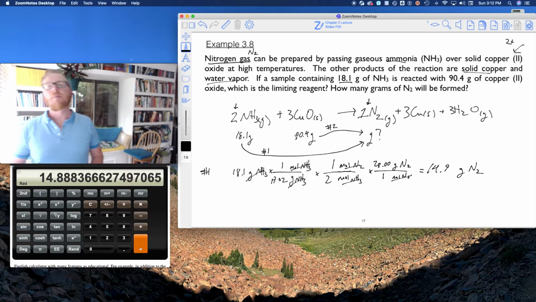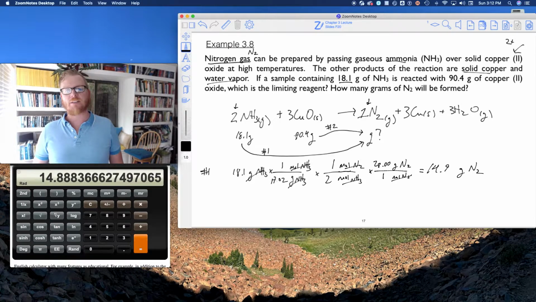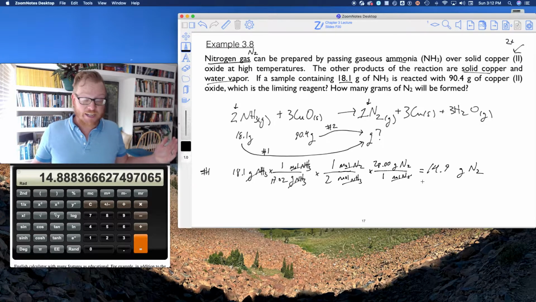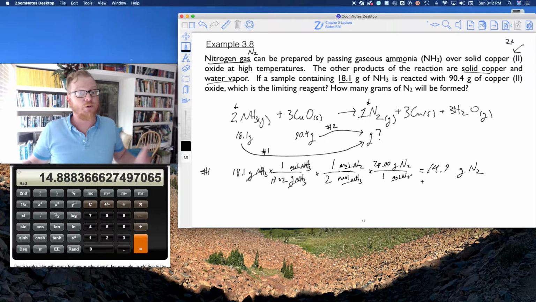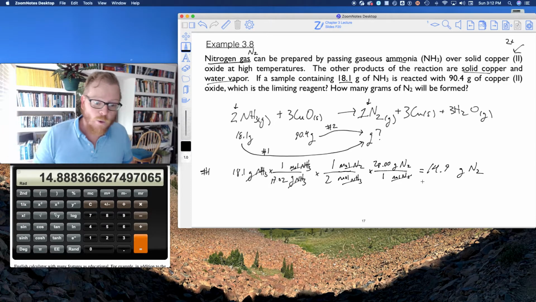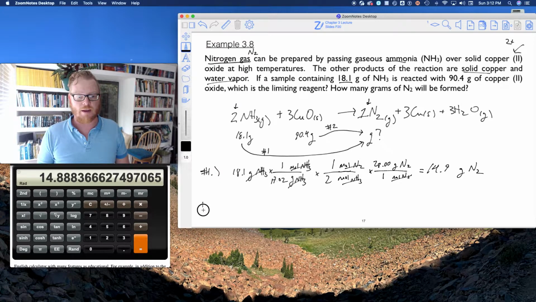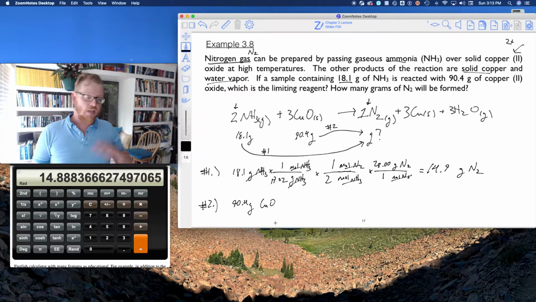And what that means is, by assuming I had a large excess of copper 2 oxide, that in this calculation, copper didn't even enter the equation, right? So we're just assuming copper is in excess, like we have as much copper 2 oxide as we need. Now we're going to have to flip the script on that and calculate it the other way. We're going to calculate it starting with the 90.4 grams of copper 2 oxide, assuming the NH3 is in excess, and we'll see how much nitrogen we make from there.